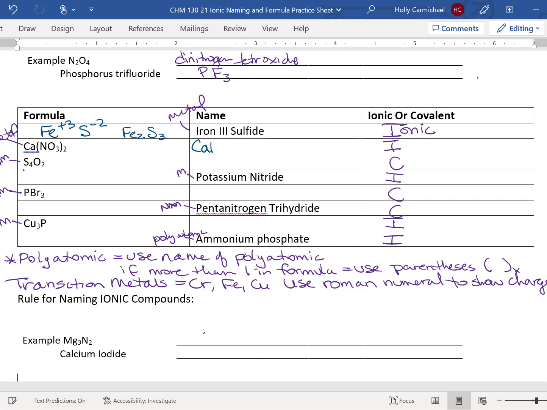Calcium nitrate. Calcium, whole name of the metal. Now when you have a polyatomic, you just use the name of the polyatomic. So remember there are 7 of them. I gave you a list of 7. I'm sure you're going to want to put those on your note card, right? So you want to remember like NO3 has a negative charge and it's called the nitrate. So this is calcium nitrate.